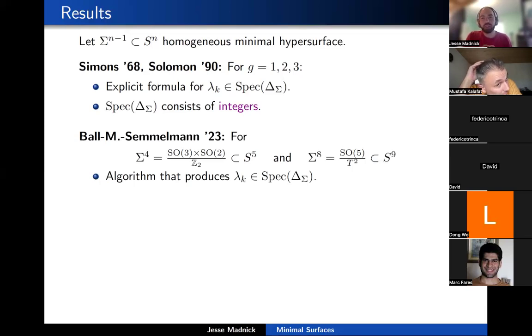But our examples are somehow quite different, the G equals 4 examples that we looked at. First of all, we weren't able to find a formula. That's the first thing I should say. We weren't able to find a formula in the sense of Simons and Solomon. What we do is produce an algorithm that generates the eigenvalues and their multiplicities. So what do I mean by an algorithm? Remember, the Laplacian is negative definite. Here's what I mean. You give me a number, -1,000, and our algorithm spits out all the eigenvalues of the Laplacian from 0 to -1,000.